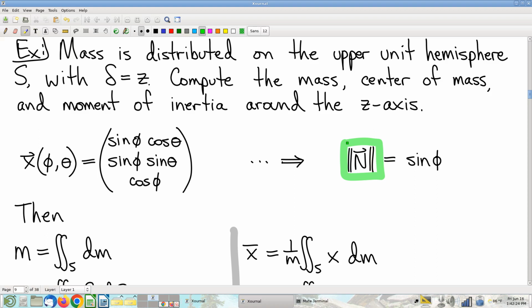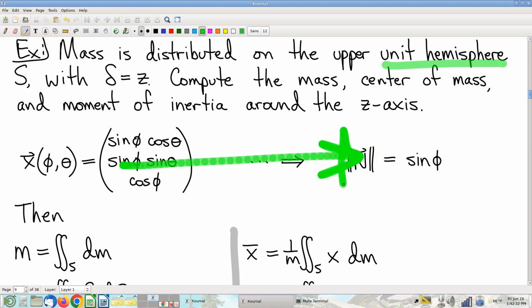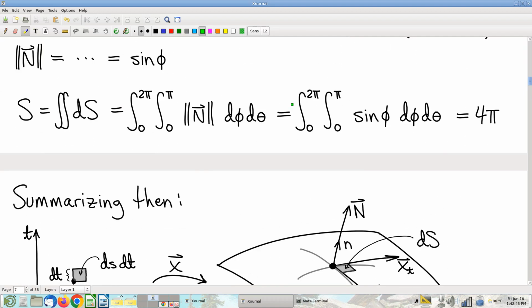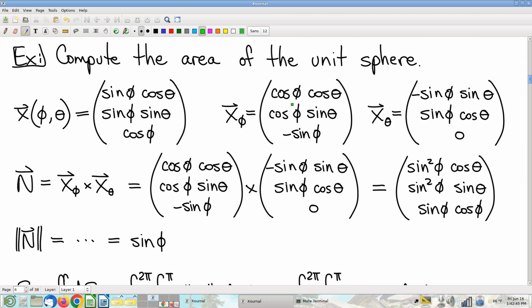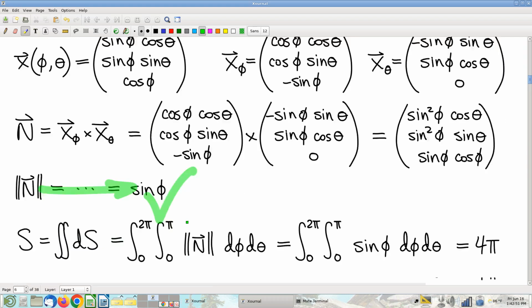And conveniently, the unit hemisphere is part of the unit sphere, and we've already done this calculation for the unit sphere, so we already know our stretching factor is going to be sine phi. I say we've already done it. What I mean is I've already done it, and y'all are going to do it per this, right? So you got to fill in these blanks, confirm that sine phi is the stretching factor. Okay.